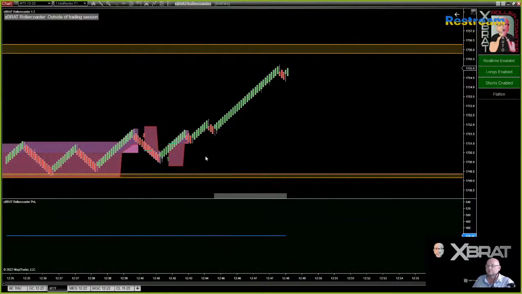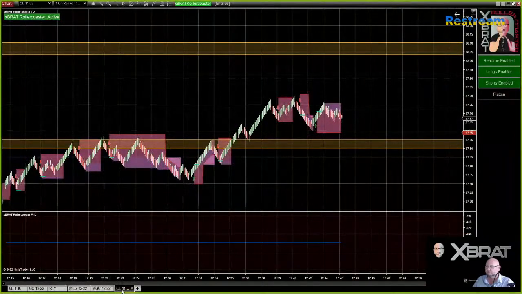Moving very slow. It moves a hell of a lot faster when we get that volatility at the beginning of the day. What's oil doing? Going nowhere.